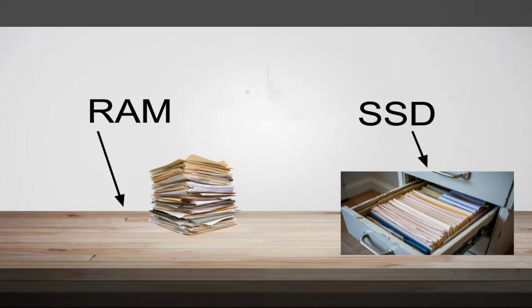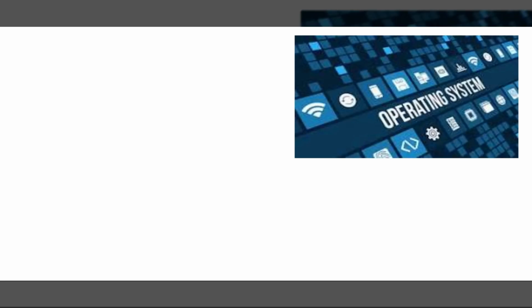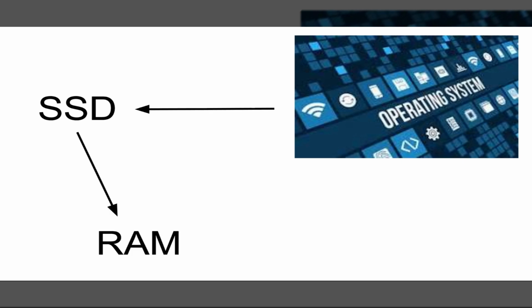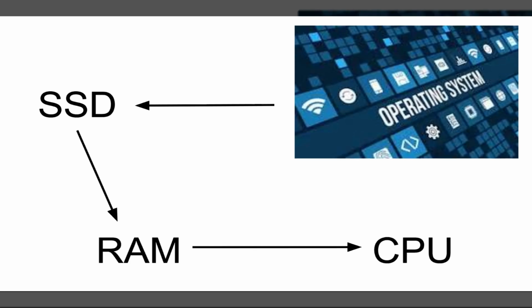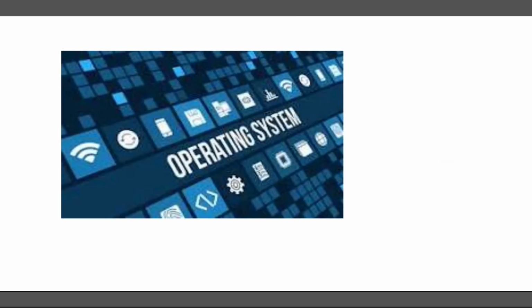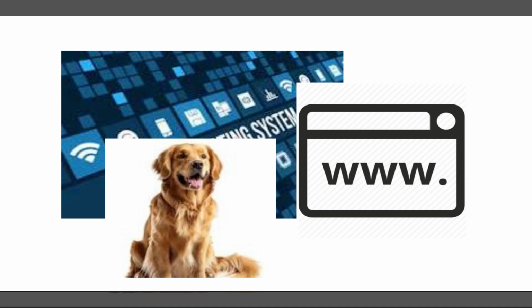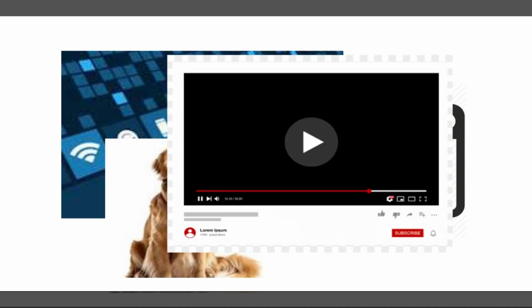Now let's take a look at a real life example. Take your operating system, for example. Your operating system is permanently stored on your SSD. So when you boot up your computer, the OS files are copied from the SSD into the RAM. And then the CPU takes those files and executes the instructions stored in the RAM. But this doesn't just happen for your operating system. It happens for web pages, for images, and even videos. They're all stored in RAM.